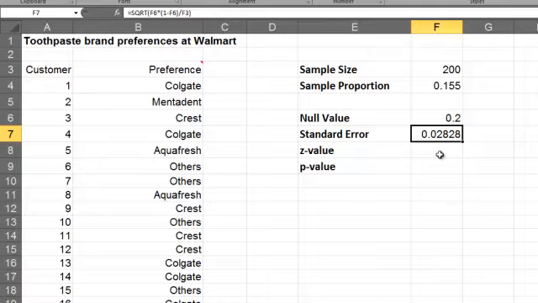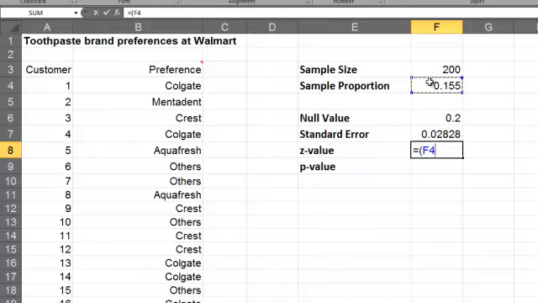All right, so now I want to ask and answer the question: how many standard errors is this sample proportion below the null value? So I'll say equals, open parenthesis, my sample proportion minus my null value, divided by the standard error. And I get a z value of negative 1.59099. So it's moderate. It's about 1.5 standard errors away.